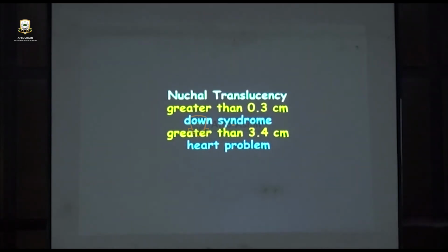What about translucency, nuchal translucency? Any nuchal translucency more than 0.3 centimeters, we are thinking in terms of Down syndrome, and we need to follow that patient or do free beta HCG or PAPP-A. If it is greater than 3.4, add cardiac problem as well at a second trimester level.